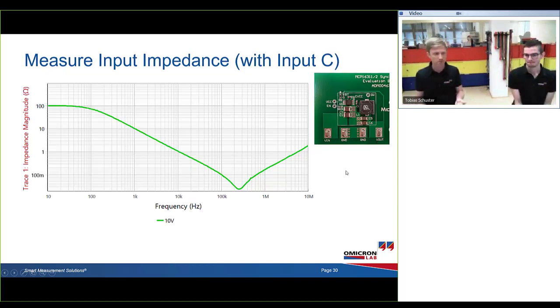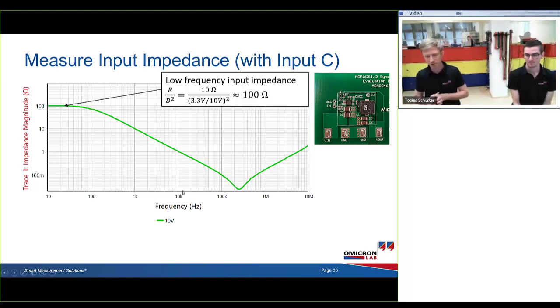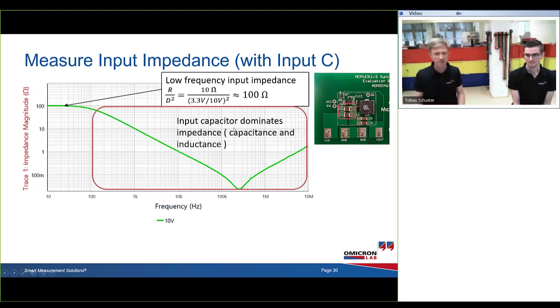So if we measure the input impedance of our device under test, then it would look something like that, where we have the low frequency input impedance, and that's now the part where we have the negative resistance. And the negative resistance depends on the duty cycle and the load, because the load is reflected to the input, and in this case with a 10 ohm load and a 3.3 volt output we will have roughly 100 ohms of differential impedance, and the phase would be minus 180 degrees, as we will see later on in the measurement.